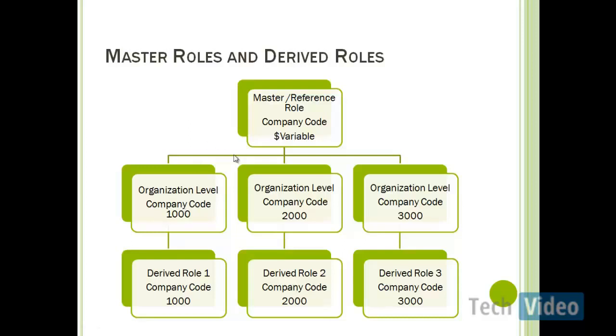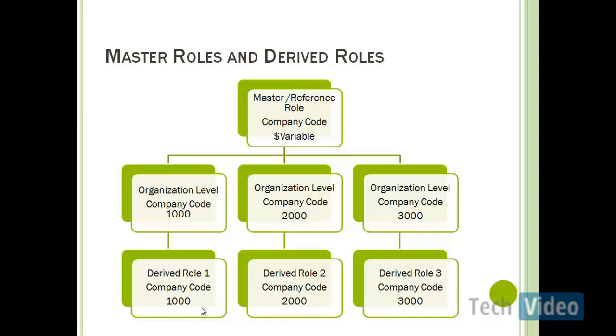Each master role will be linked to derive roles, or we can say that each derive role is linked to one master role. So whatever authorization objects are present in the master role will also be available in the derive role.